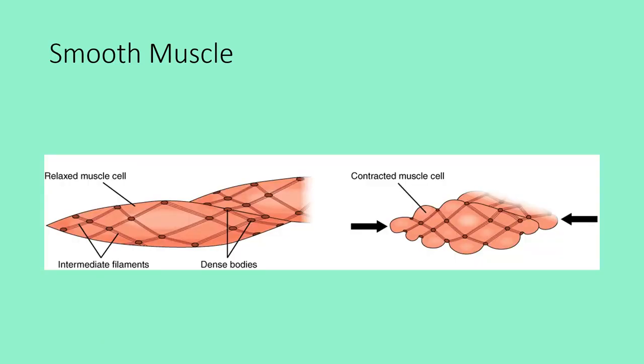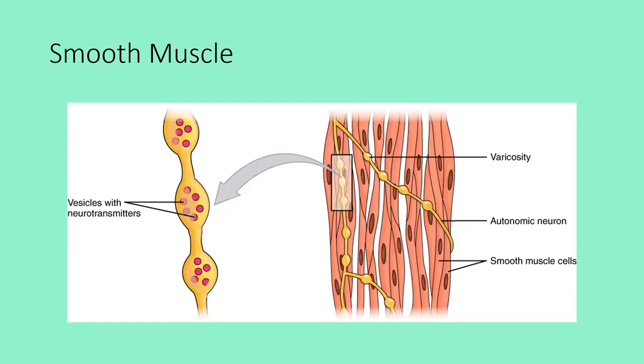This is showing what smooth muscle looks like. Notice there are no striations at all. In smooth muscle, when you have the relaxed muscle cells, you can see here you've got these filaments. It kind of looks like a net that's placed over the muscle. And you have these little dense bodies that are helping to hold everything together. And then when it contracts, it's like it coils up. You can see that it is different than a skeletal muscle.